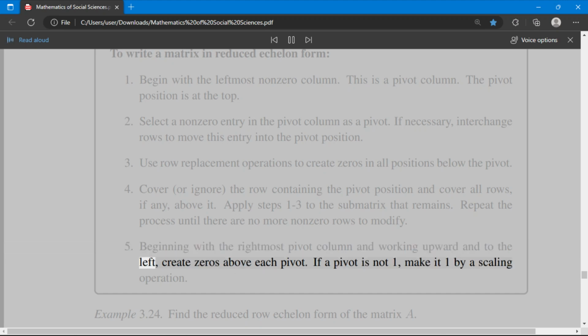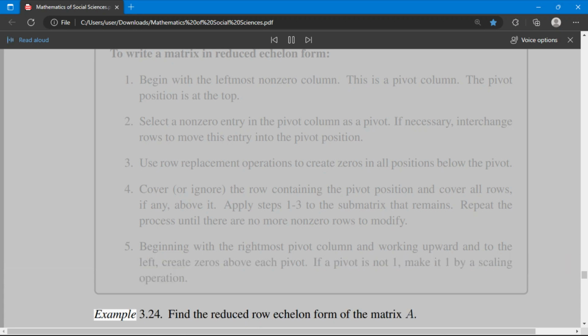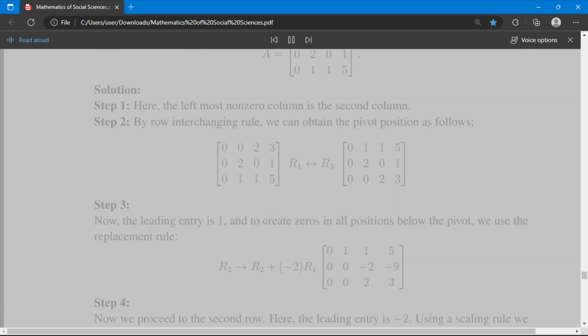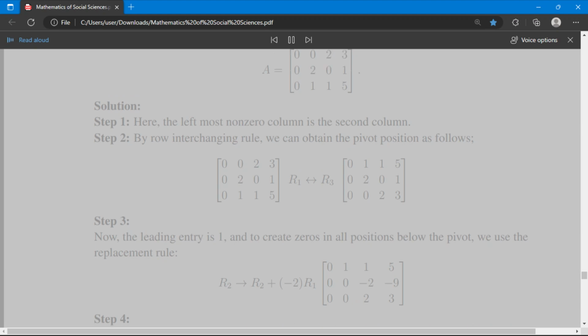5. Beginning with the rightmost pivot column and working upward and to the left, create zeros above each pivot. If a pivot is not 1, make it 1 by a scaling operation. Example 3.24. Find the reduced row echelon form of the matrix A. A equals 002302010115.